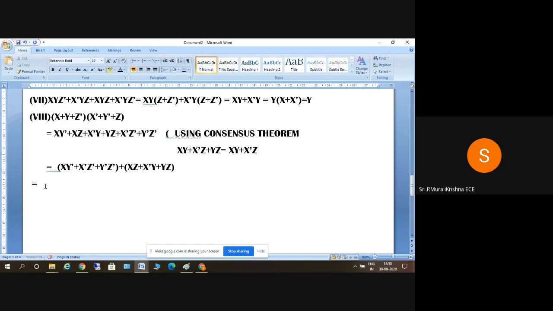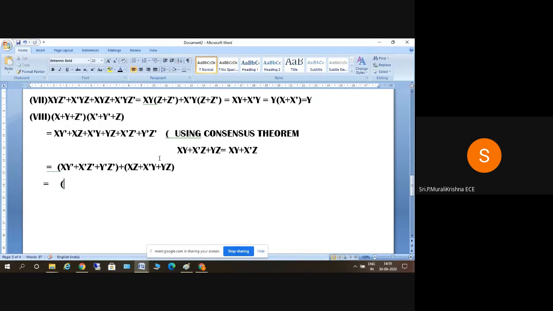So the consensus theorem states this: xy plus x bar z plus yz is equal to xy plus x bar z. Here we have xy bar, so y bar only, and we have x bar z bar, and here yz bar z bar. So what is the output we have to get here? It is xy plus x bar z.